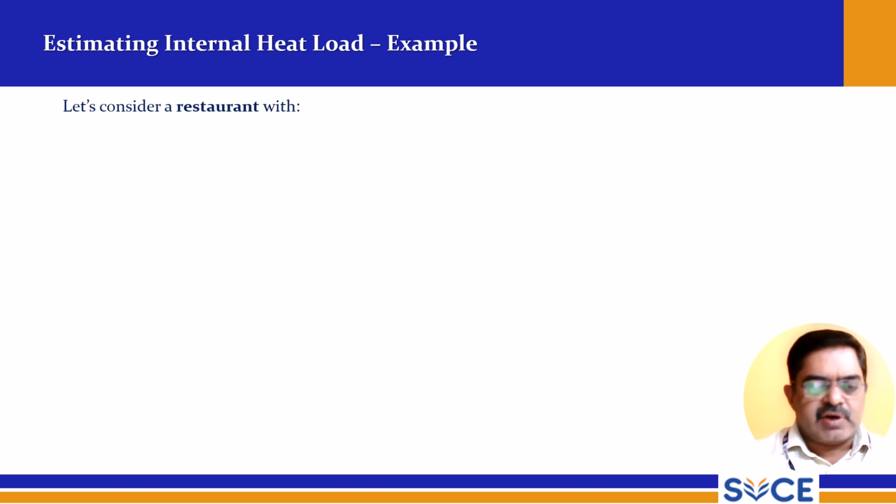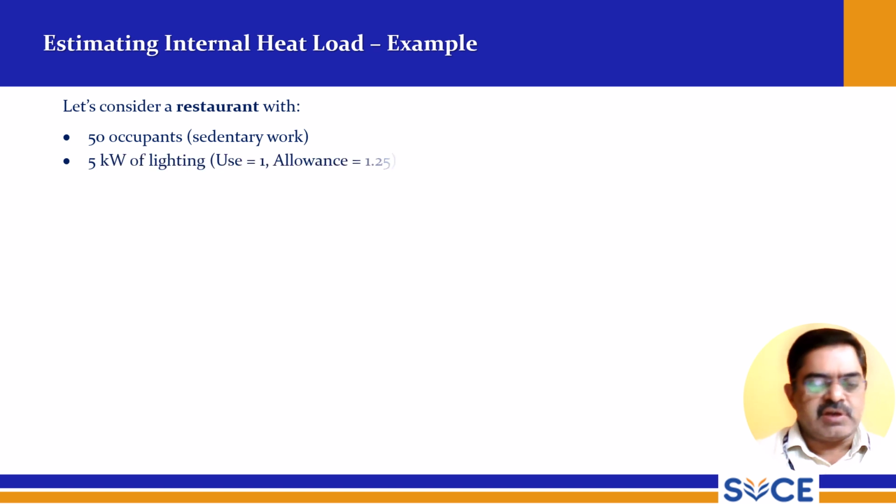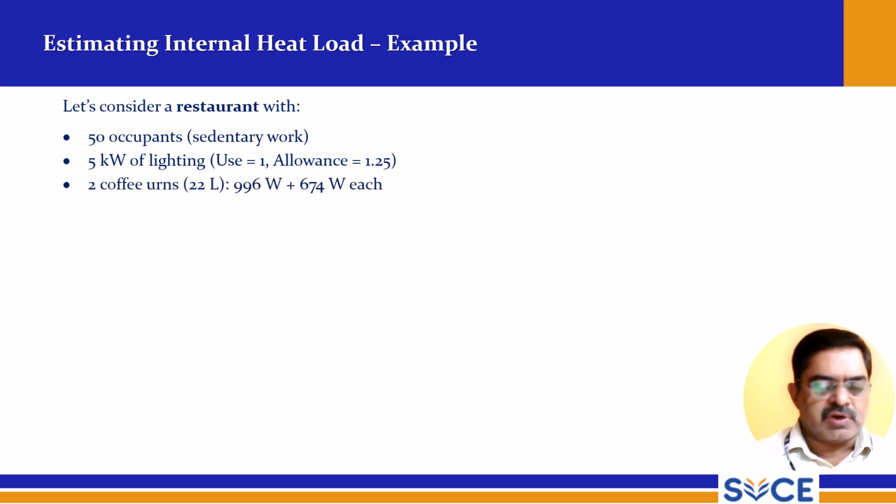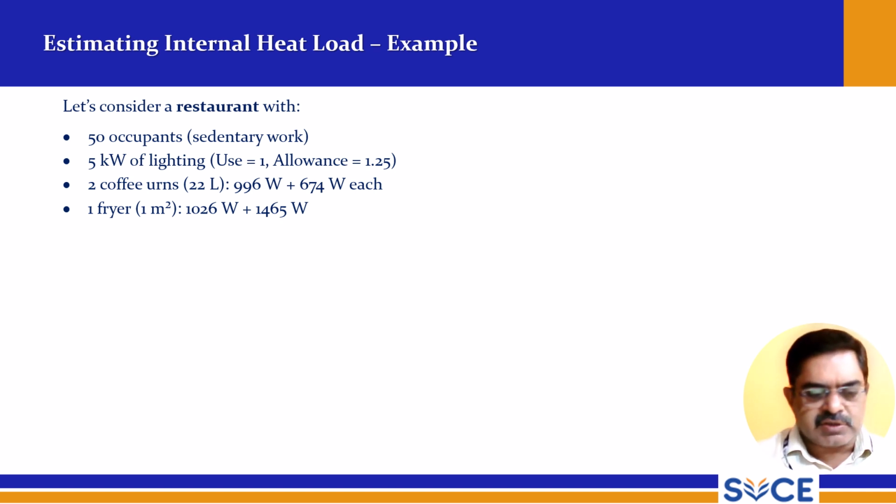Here is one example. There are 50 occupants in a restaurant, and 5 kilowatts of lighting, which is in use, with an allowance of 1.25. Two coffee urns, 22 liters in total, at 996 watts plus 674 watts each, and one fryer, 1 square meter, at 1026 watts plus 1465 watts. Let us see the step by step calculation.